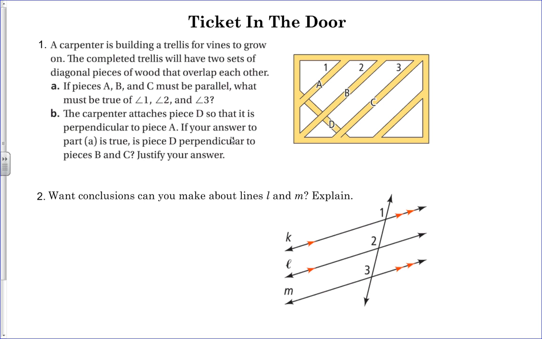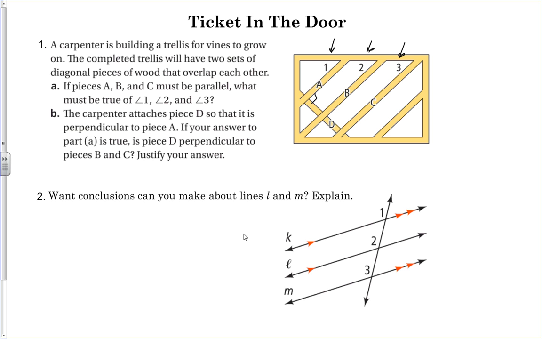Number one, a carpenter is building a trellis for vines to grow on. The completed trellis will have two sets of diagonal wood pieces that overlap each other. Letter A, if pieces A, B, and C must be parallel, what's true about angles 1, 2, and 3? Letter B, the carpenter attaches piece D so that it is perpendicular to piece A. If your answer to part A is true, is the piece perpendicular to pieces B and C? And then make sure you justify your answer for me.